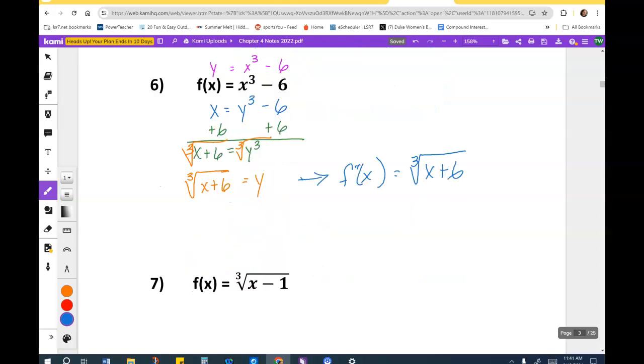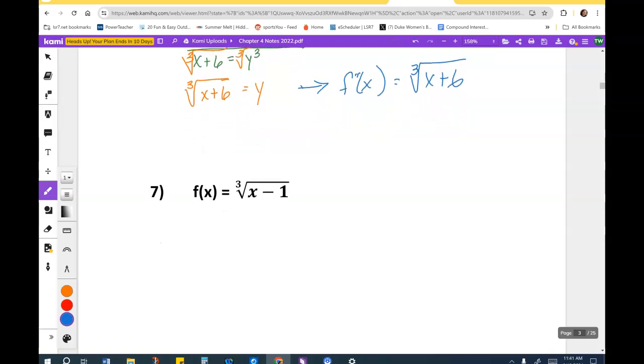Okay, now number 7 is a cube root. So again, this is y equals the cube root of x minus 1. So I'm going to flip my x and my y. So this is x equals the cube root of y minus 1. To undo the cube root, we're going to cube both sides. So I have x cubed equals y minus 1.